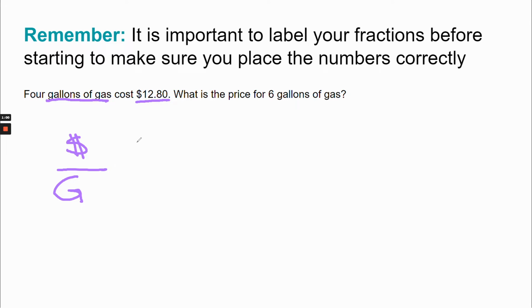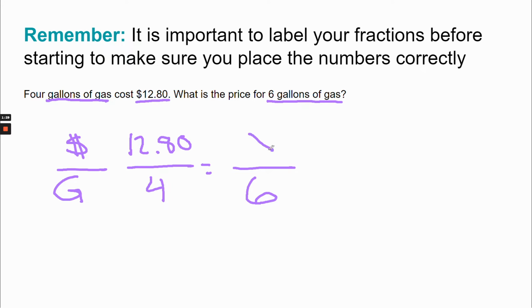What we know right now is that it costs $12.80. I know to put that on top in the numerator because it's money. And we have 4 gallons. But we want to find what is the price of 6 gallons of gas. I need to figure out where to put my 6. I know it should go on the bottom because that's where it's labeled gallons. And we're trying to find x. Now we have a proportion that we can solve.